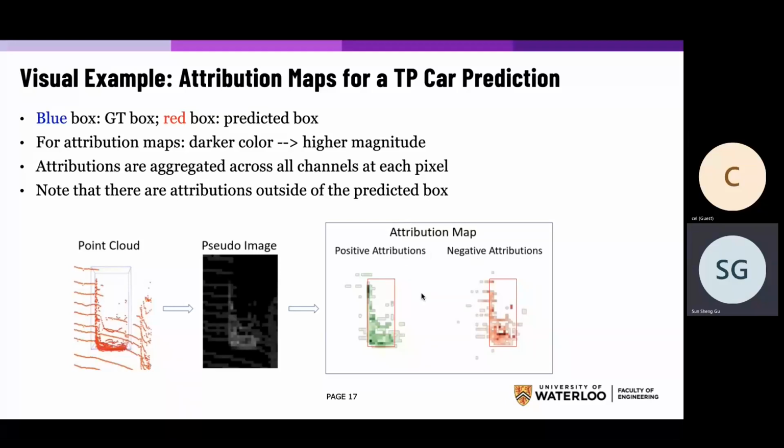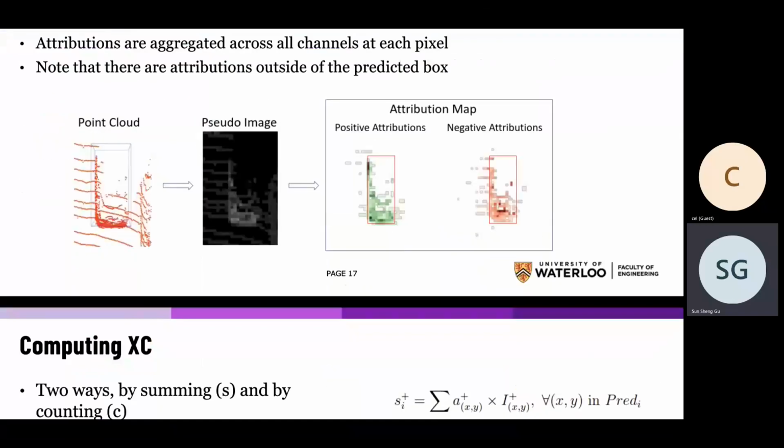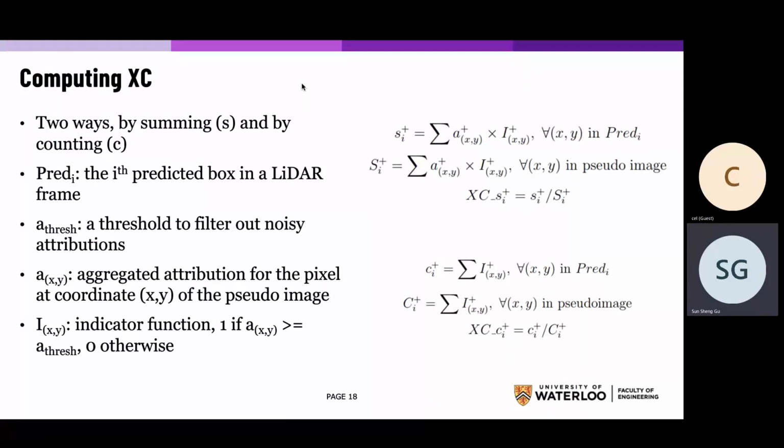But here is one very interesting observation, right? We can see that sometimes the features outside of the bounding box can influence the model's decision on this particular prediction as well, right? So this leads us to our proposed method, XC, which quantifies the concentration of the attributions within the bounding boxes, right? So we can do that in two ways, either by summing or by counting. So let's look at by summing first, right?